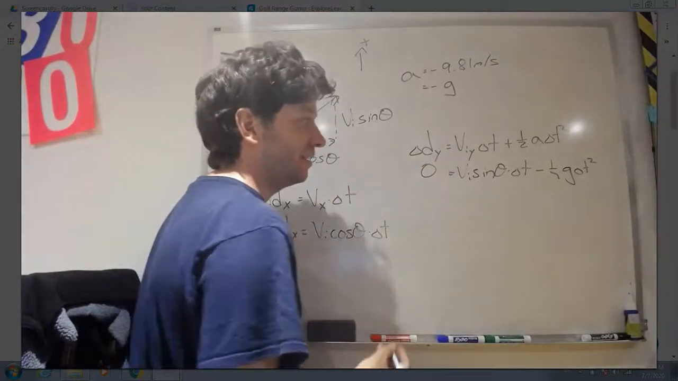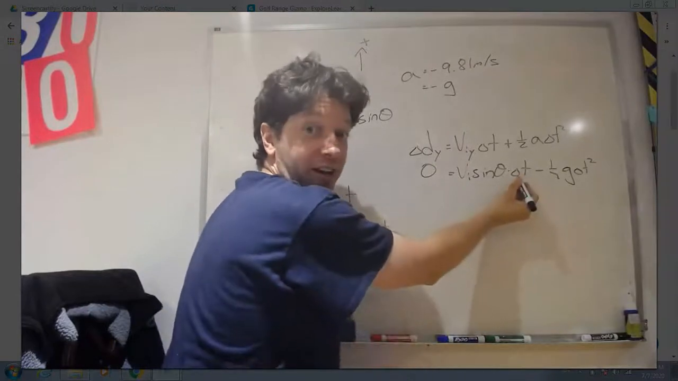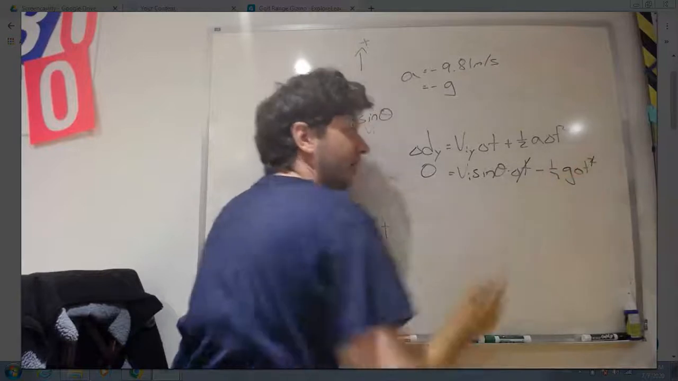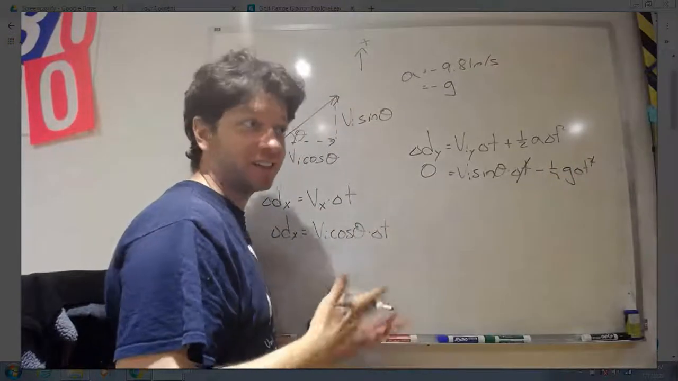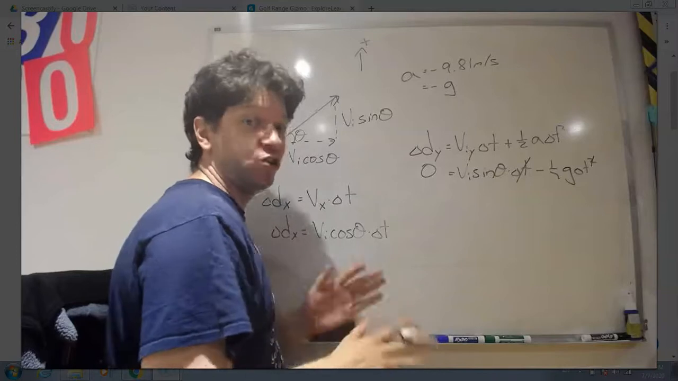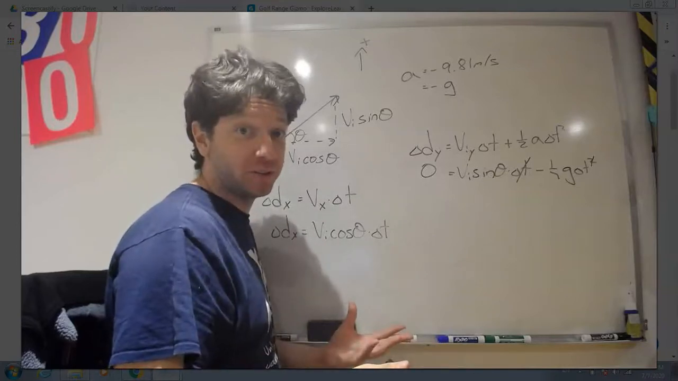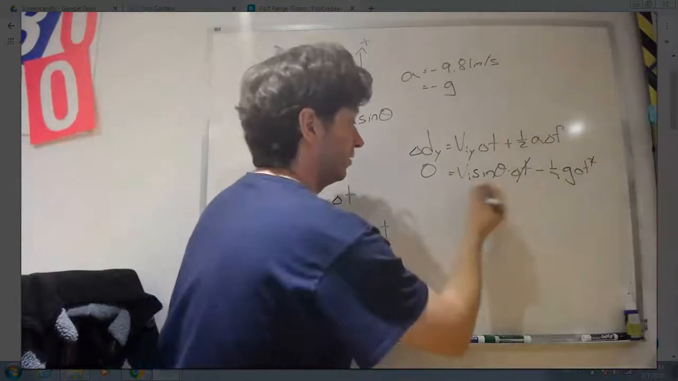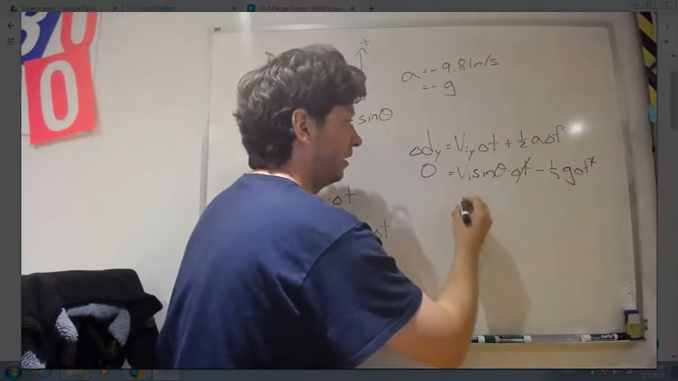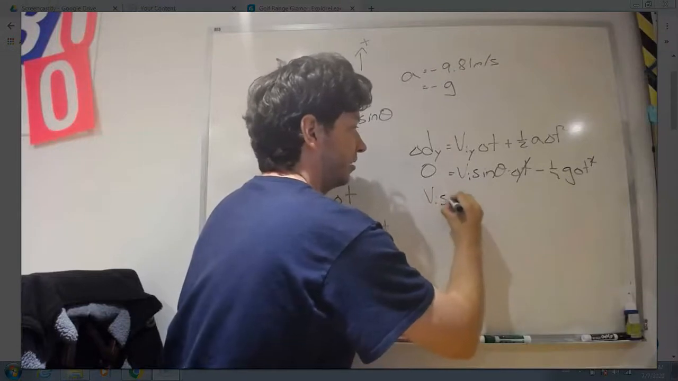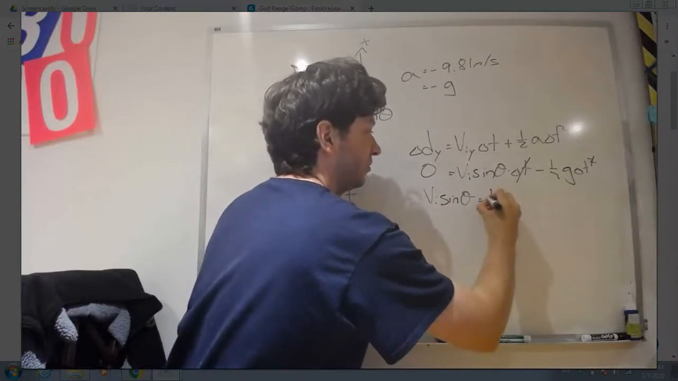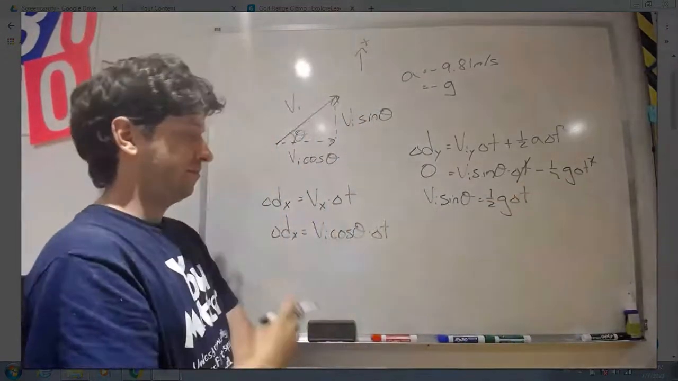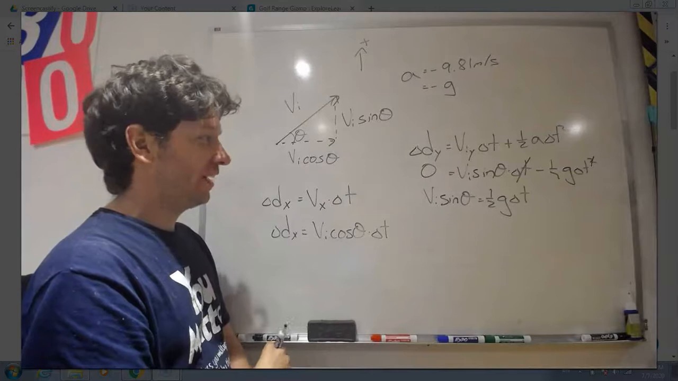Now because I have a 0 there, and because I know time is not 0, I can divide every term by time. If there's a possibility that some variable could be 0, you shouldn't divide through by that variable. Okay? All right, so rearranging a little bit here, I can have Vi sine theta equal to 1/2 g times delta t. And it seems like I'm stuck again.